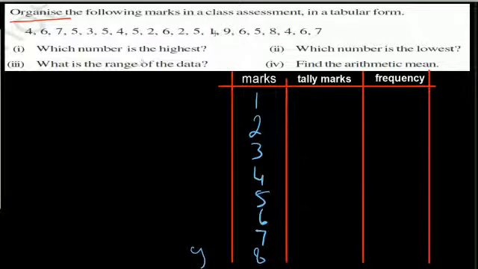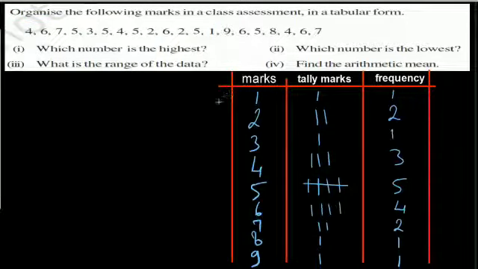Now for marks 1, how many times is 1 repeated? 1 time. So tally marks 1. How many times is 2 repeated? 2 is repeated 2 times. So in frequency we write 2. For 3, how many times is 3 repeated? See it, 3 is repeated only 1 time. So we again get 1. This way you have to fill the table. So here I have completed the table. See the table: marks, tally marks, and frequency.